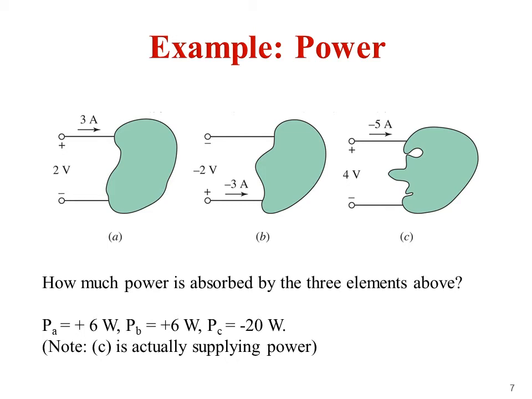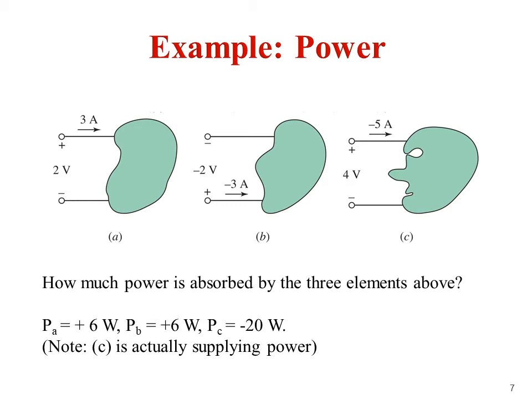Now in diagram A, we have 2 volts of voltage between 2 points, and a current of 3 amperes entering. By the definition of power, P equal to V into I, 2 into 3, we get 6 watts. Now if you observe diagram B, here the current is entering into the negative and leaving from the positive. Here we have assumed minus 2 volts of voltage between the two terminals and minus 3 amperes of current. By the definition of power, P is equal to V into I, 2 into 3, we get 6 watts.